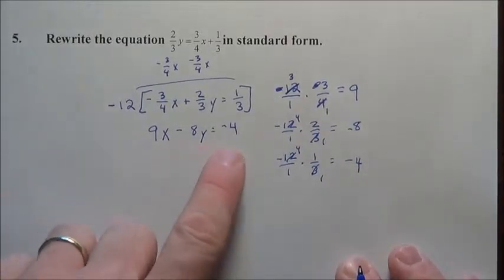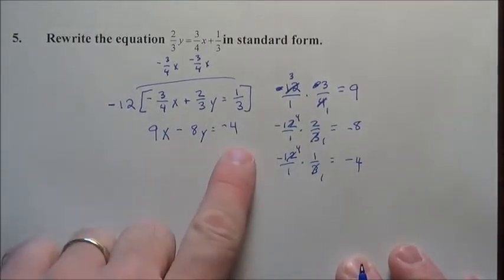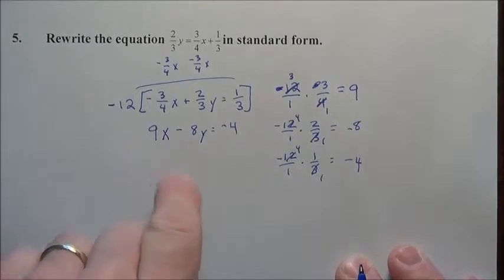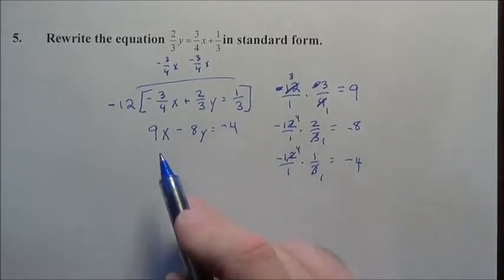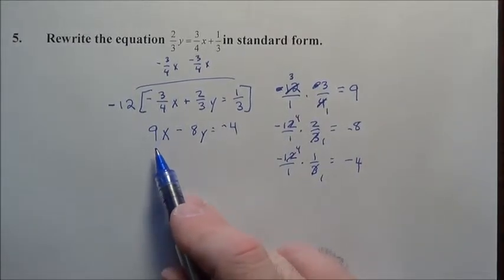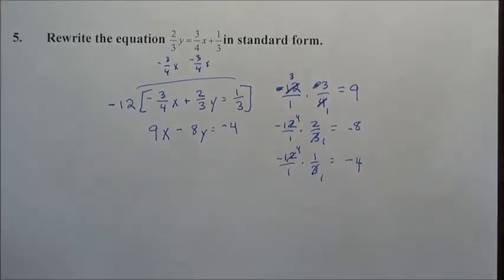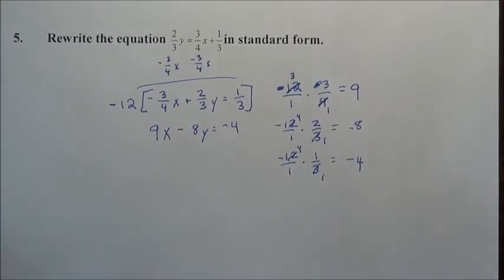I have my x, then my y, then equals the number. No fractions there, and the number in front of x is positive, which is the only one. We don't care about y and the number. You can't make them all positive. That's not possible. Just take care of what's in front of the x. Make sure he or she is positive. So there's the answer. 9x minus 8y equals negative 4.